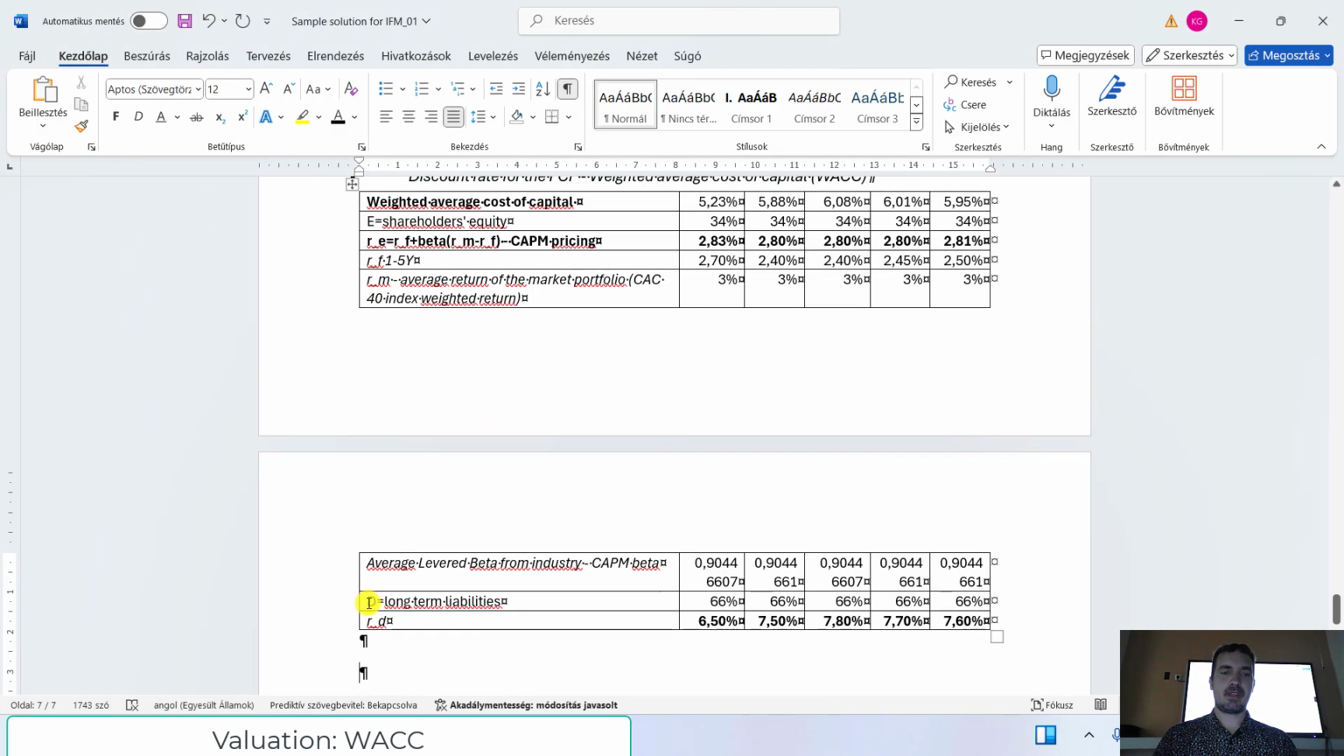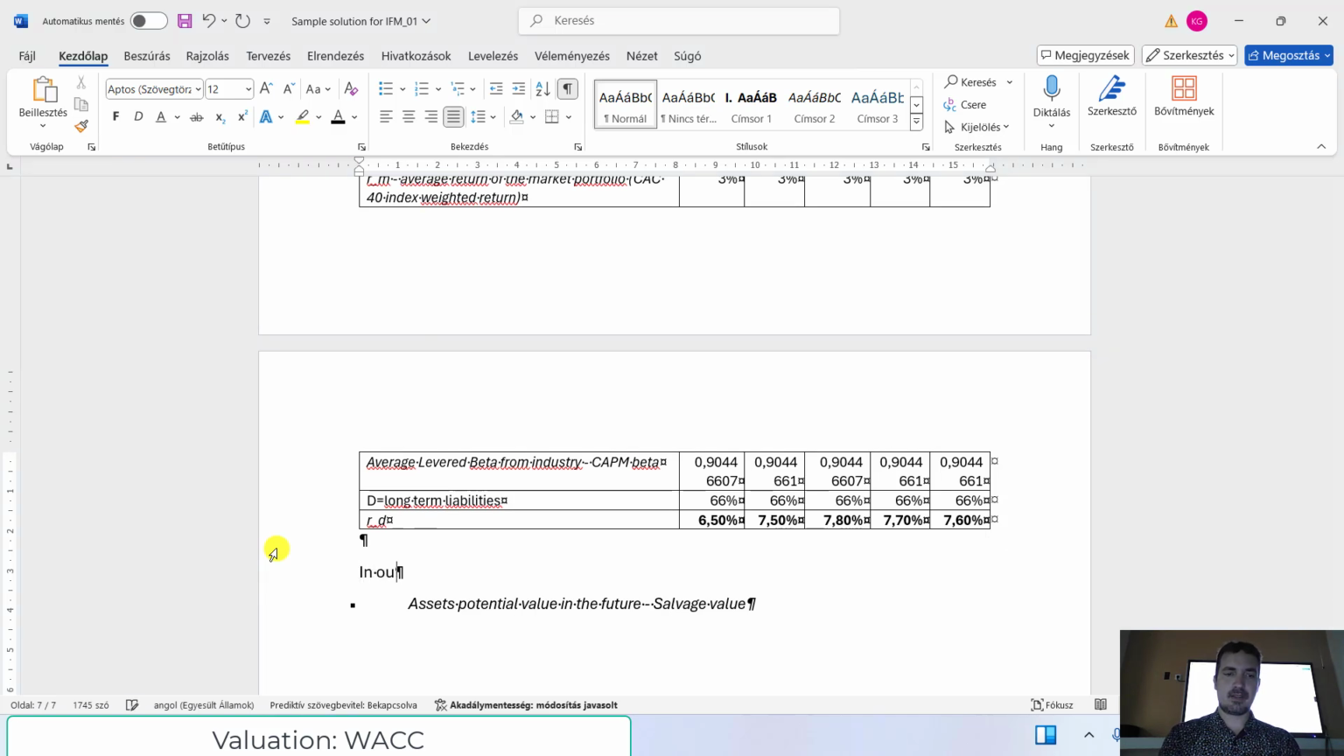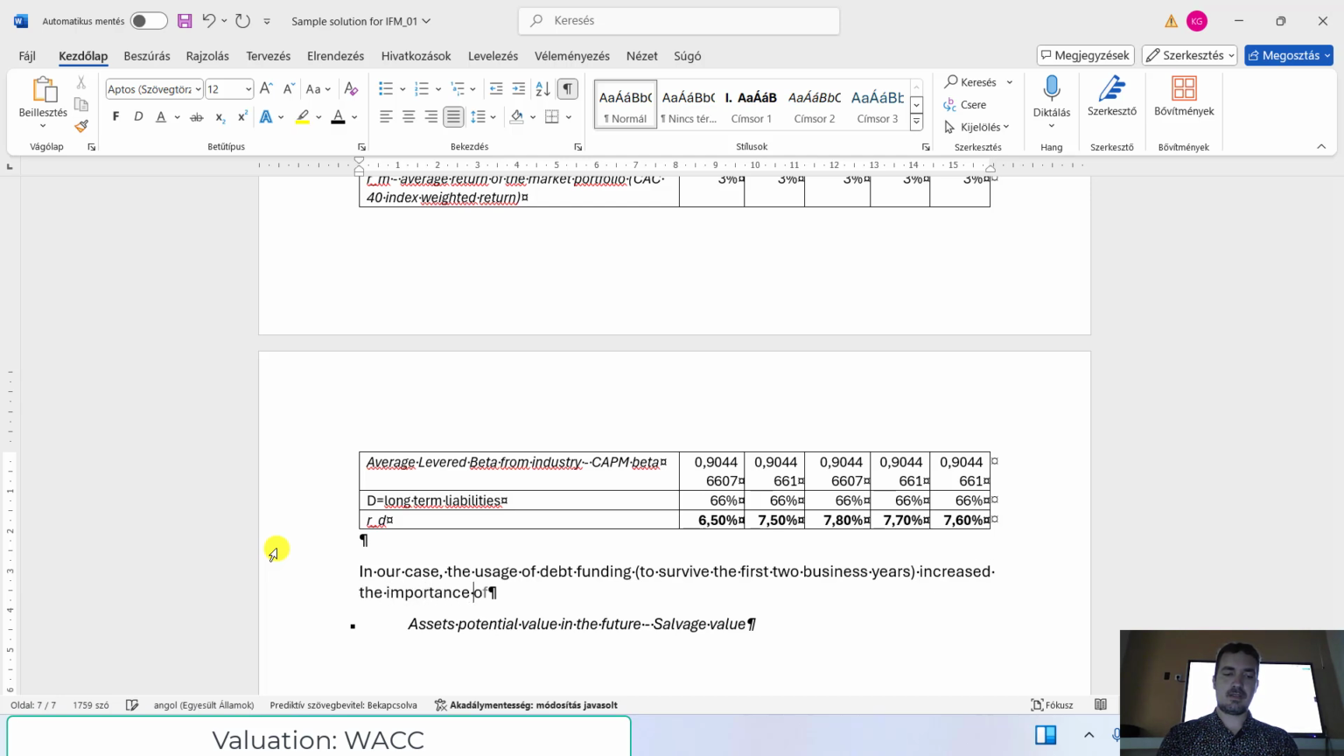Yeah, so in our case, the usage of debt funding to survive the first 2 business years increases the importance of debt funding and interest rate exposure.